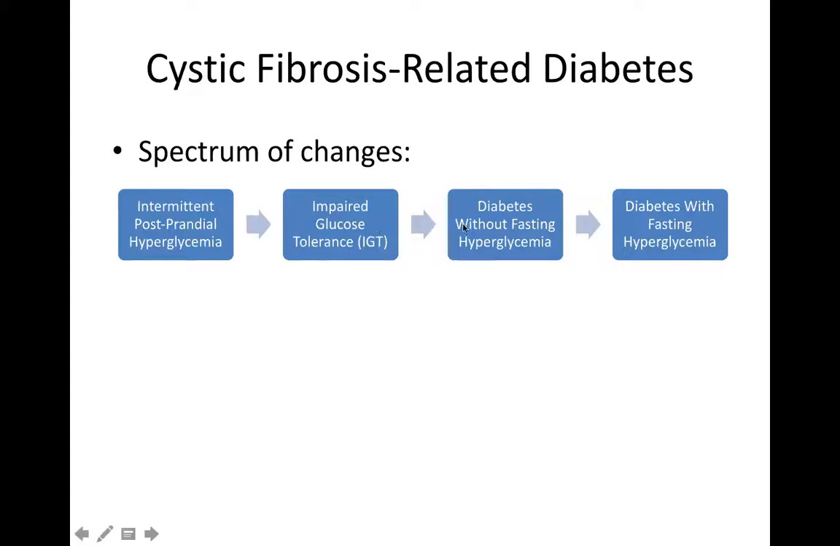Then as it progresses further, you get diabetes without fasting hyperglycemia, meaning that you have diabetes, but when you wake up after fasting all night, your blood sugar will be normal, and then ultimately your blood sugar is abnormal all day long.